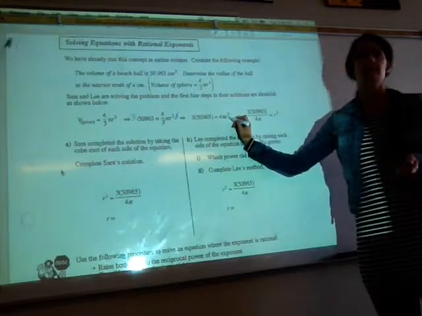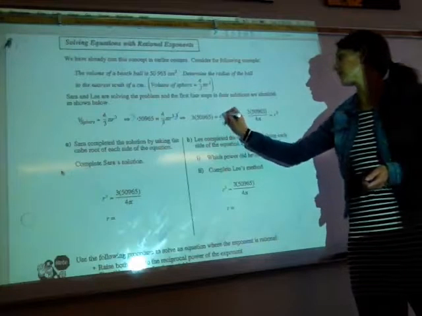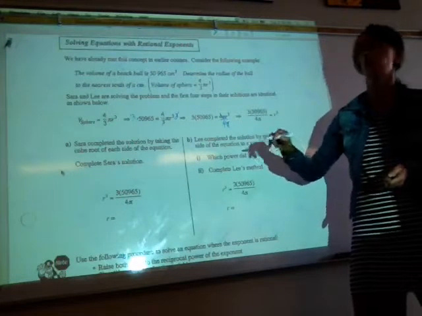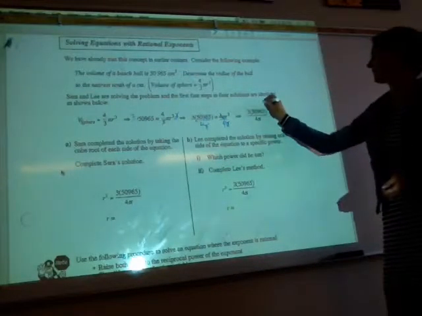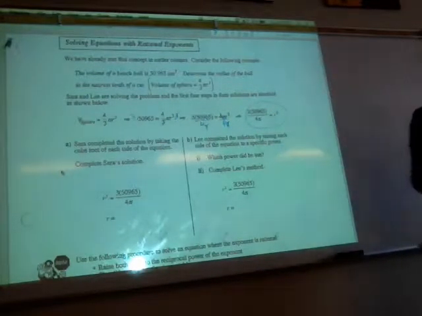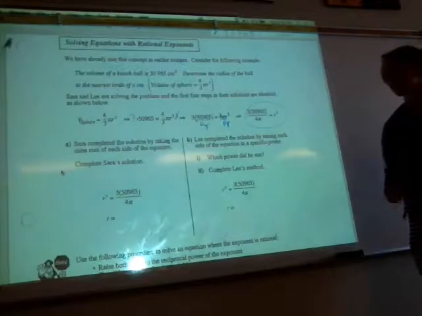We're again trying to isolate the r cubed, so next they decided, let's get rid of the 4 pi. Whatever you do to one side, though, you do to the other. And lastly, they ended up with this equation right here. Have they solved for r yet? No. We still have this cube that we've got to deal with.